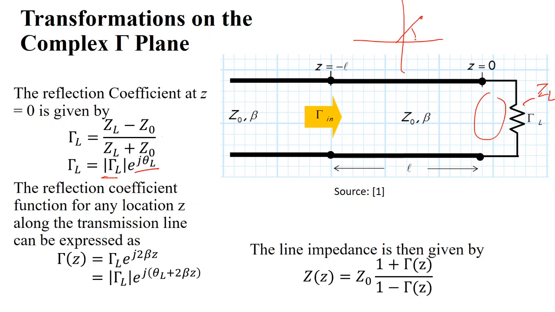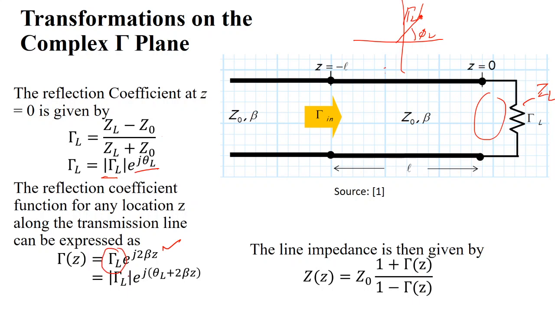Yeah, so this will be phi L, and this is the magnitude. It will be less than 1. So this is a point on the graph of the complex reflection coefficient plane. Now if you want to find the reflection coefficient at another point, at distance L or distance z, then this is the formula: gamma z equals gamma L e to the power j2 beta z. So for different values of z, you can find gamma z once you know gamma L.